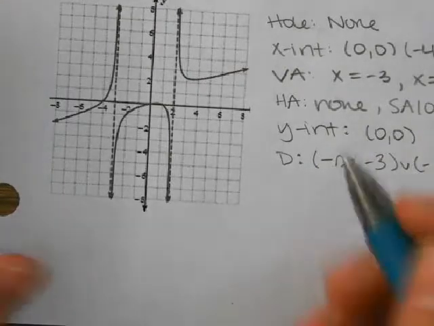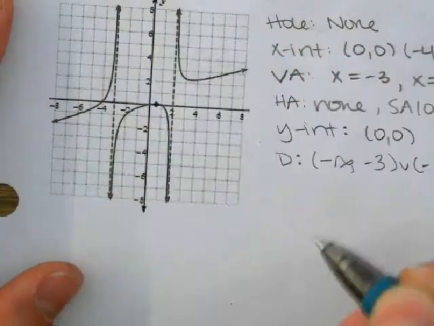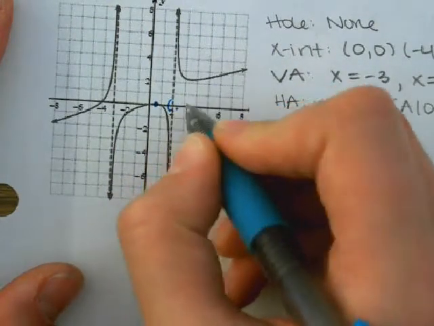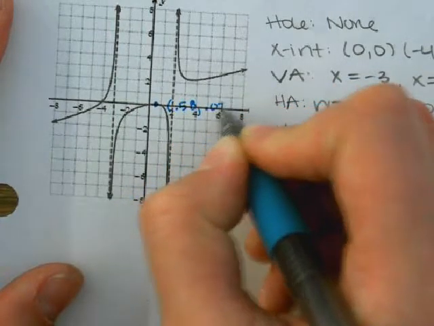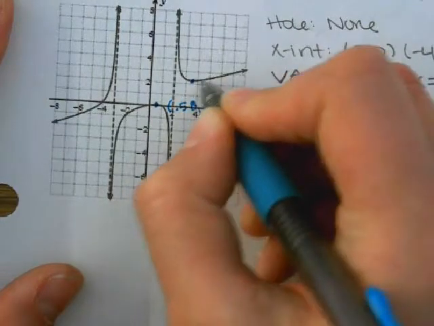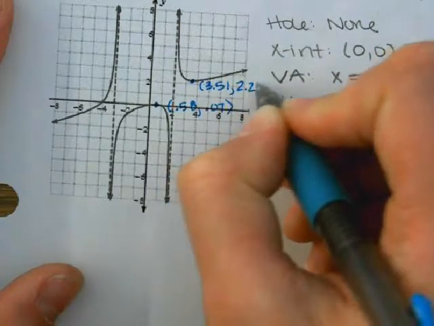So if we look here, I do have a maximum and a minimum that I can label. So I got my maximum right there, and that is at 0.58, 0.07. My minimum is at 3.51, 2.24.